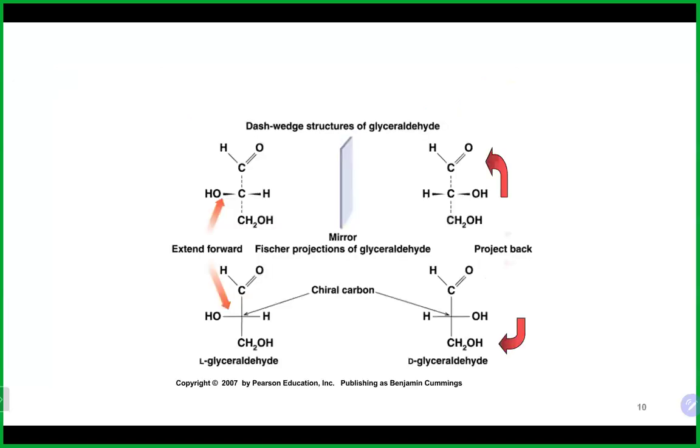As we see here, we have our mirror images. And again, if we look at this, once again, this is our carbonyl carbon, and that is the most oxidized group. We have our carbon in the middle, and once again, we do have four different groups attached to that, which would make that a chiral carbon.